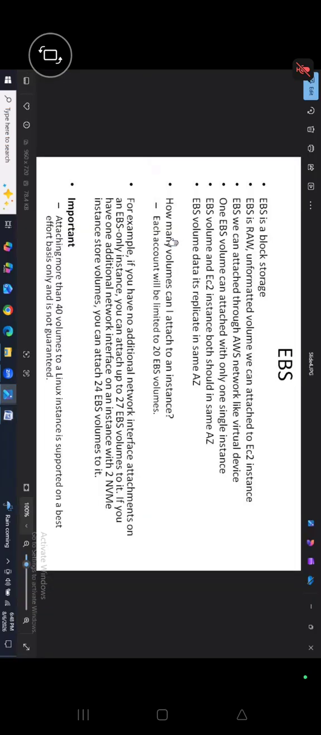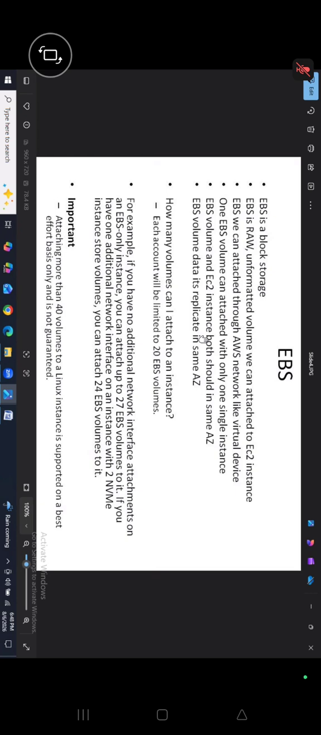Next, EBS volume data is replicated within the same availability zone itself, because we have the EC2 instance and the EBS volume both in the same availability zone. So that's why the data is going to replicate into the same availability zone.